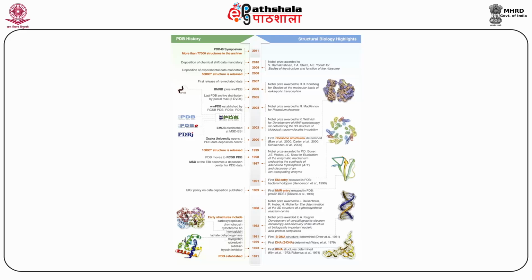In the year 1997, Boyer, Walker and Skou received the Nobel Prize for their studies on the enzymatic mechanism that underlies the synthesis of adenosine triphosphate and the discovery of ion transporting enzymes. The first ribosome structure was deposited in the year 2000. In 2002, Wüthrich received the Nobel Prize for the development of NMR spectroscopy for determining the 3D structures of biological molecules in solution. In 2003, MacKinnon deposited the structure of potassium channels and received the Nobel Prize in 2003. In 2006, Kornberg received the Nobel Prize for studies on the molecular basis of eukaryotic transcription. The Nobel Prize in 2009 was awarded to Ramakrishnan, Steitz and Yonath for their structural and functional studies of the ribosome, and they have deposited a large number of ribosome structures in the PDB.